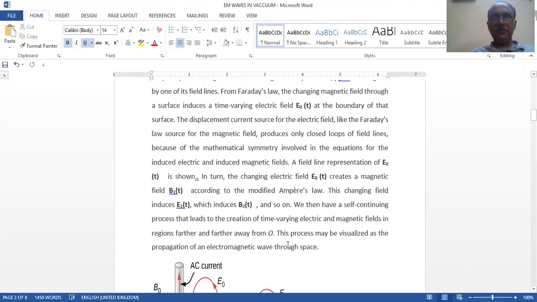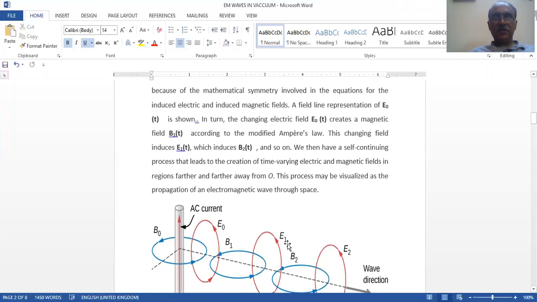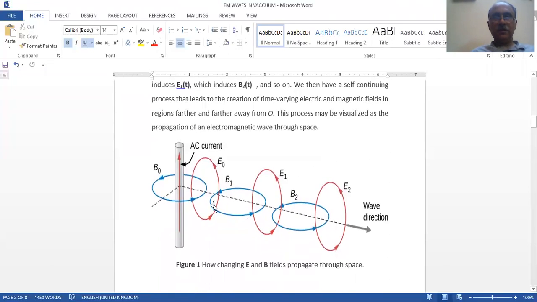We then have a self-continuing process that leads to the creation of an electromagnetic wave, or time-varying electric and magnetic fields, in a region very far away from O. This process is visualized as the propagation of electromagnetic waves.